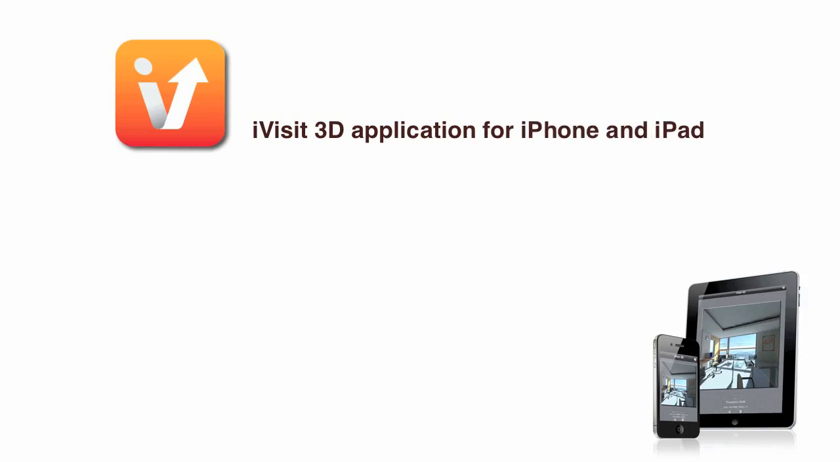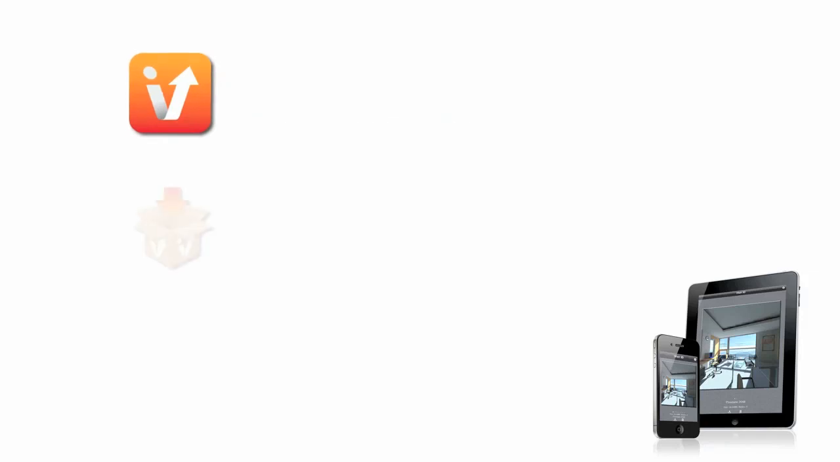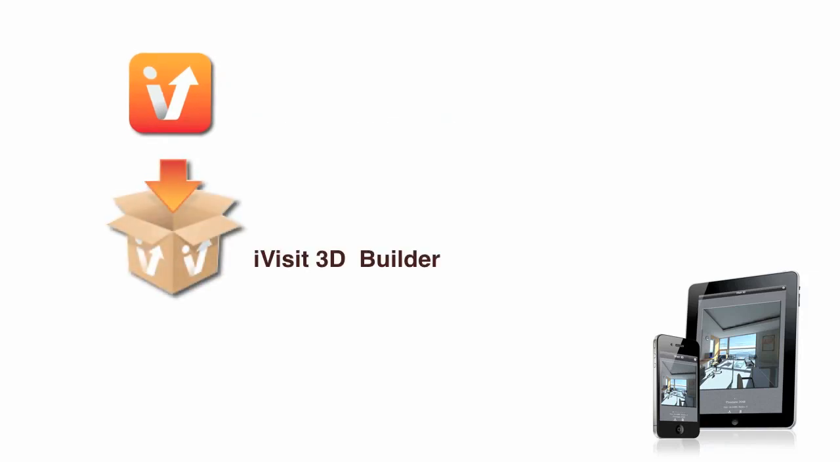First, we need a special application called iVisit 3D, which can display Artlantis panoramas on the iPad and iPhone. This app can be downloaded from the iTunes Store directly onto your mobile device. The second step is the conversion of the panorama folder into a file format the iVisit 3D app can read.